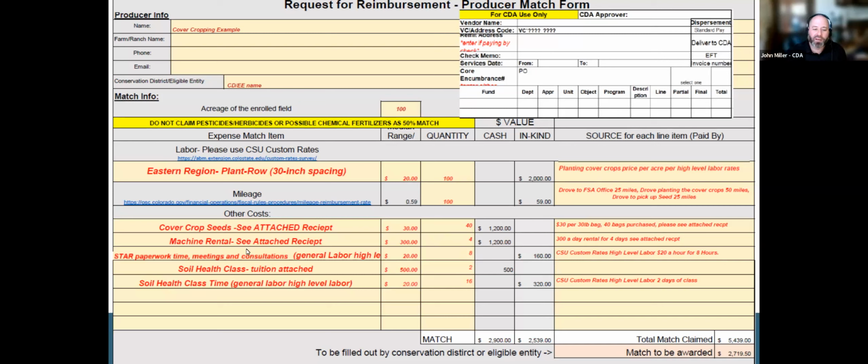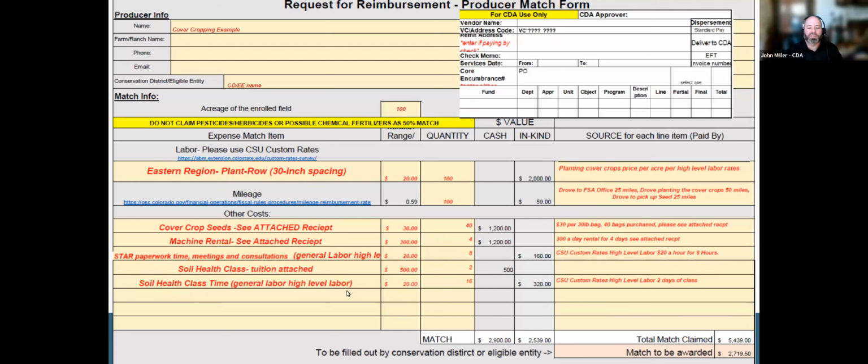Their STAR paperwork, time, meetings, and consultations. They used the high level general labor for that, which is $20 an hour. And they estimated they spent about 8 hours at this, which was $160. This person attended a soil health class and attached the tuition form. That class was for 2 days, and it was $500 for both days. So they submitted for $500.